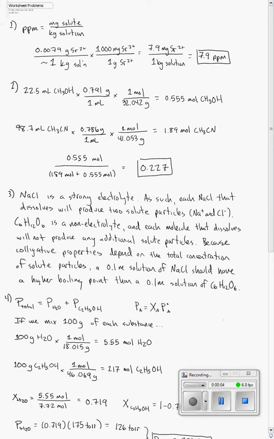The first problem on the worksheet for Chapter 14 involves us calculating ppm. ppm stands for parts per million, and it's a mass-based unit. We can think of ppm as being equal to the milligrams of our solute to the total kilograms of solution.